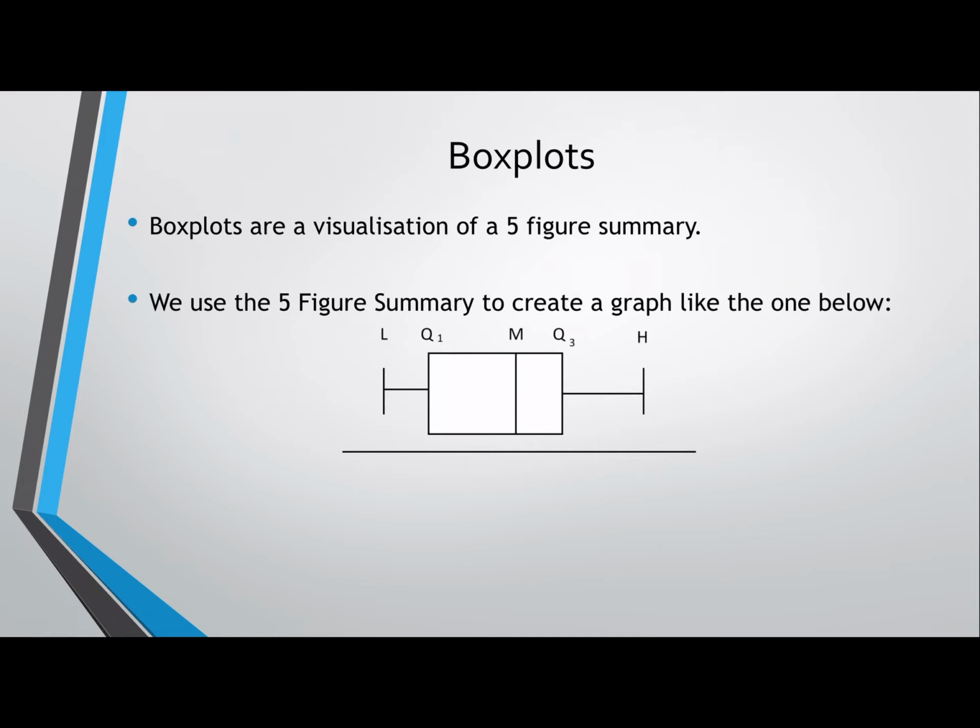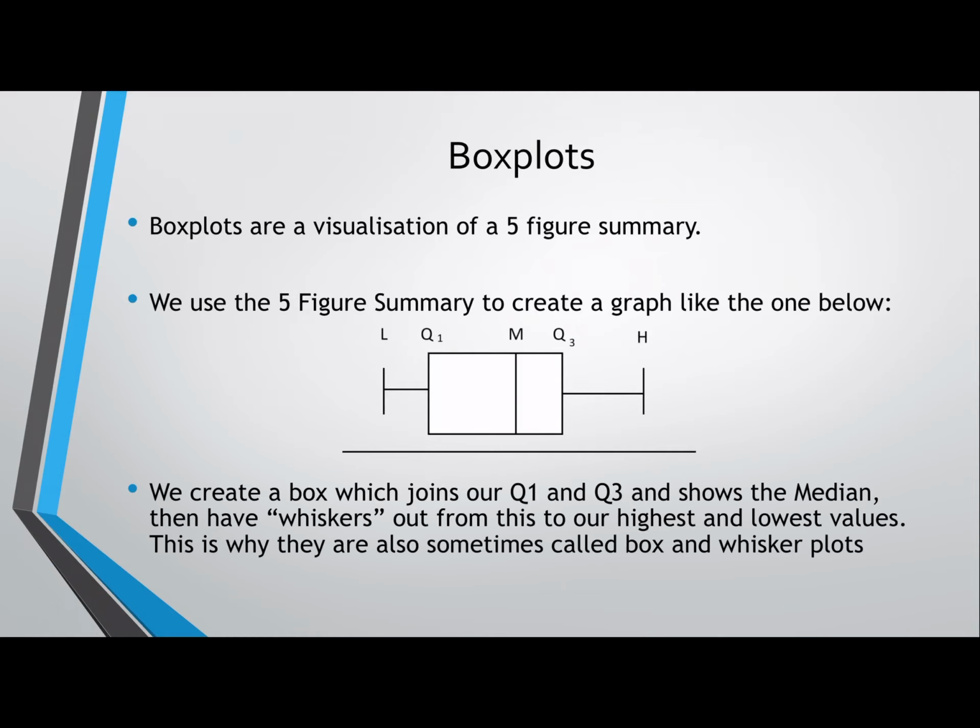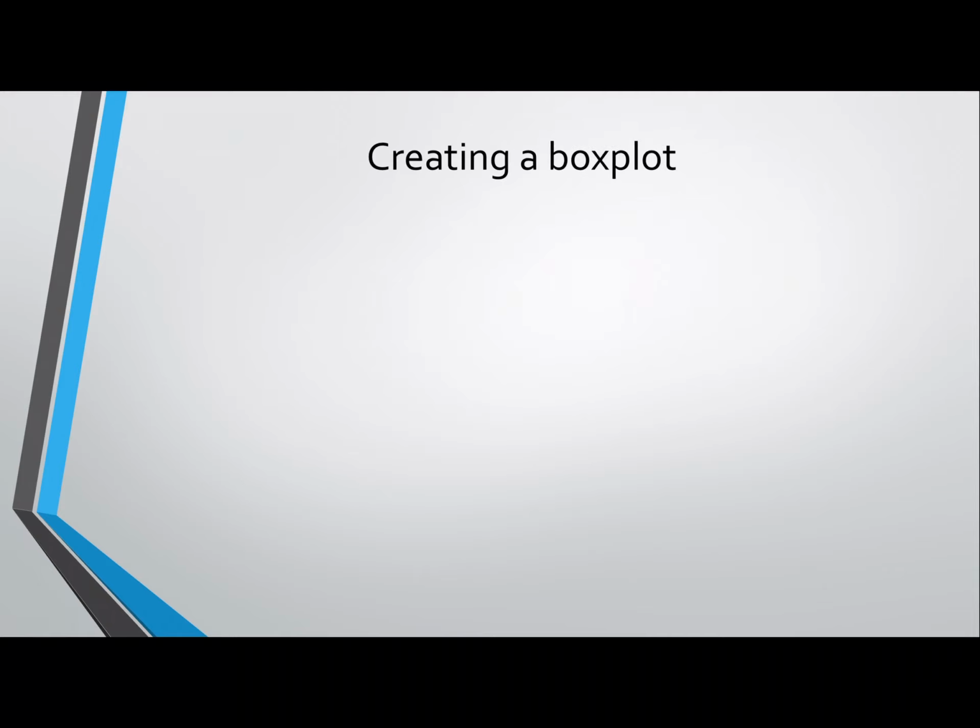So we have a box in the middle and 2 lines going out, so that's why it's called a box plot. The box joins Q1 and Q3 together, so the box shows in between our quartiles, and also has a line in there for our median. And then we have whiskers, lines out to our highest and lowest values. Because it's got these lines out to the edge that are called whiskers, sometimes you'll see them called box and whisker plots. So how do we create a box plot?